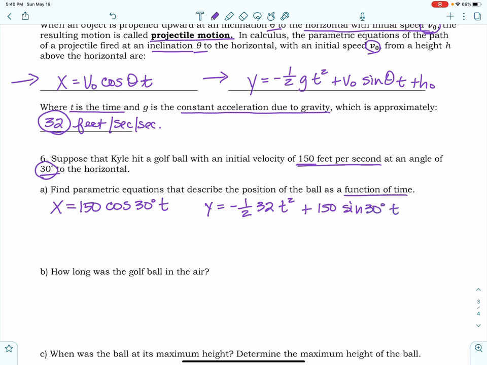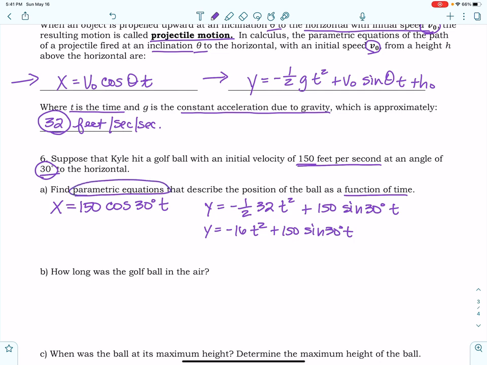And since the golf ball is being struck from the ground, there's no indication that it's on a tee, that means ground is 0, so the initial height is nothing. All right, the only thing I would do is tidy this up. Negative 1/2 times 32 would give me negative 16t squared, and that is the answer for part A. All we needed was the parametric equations.